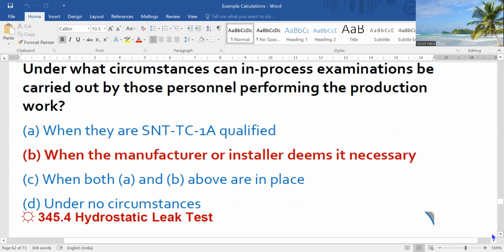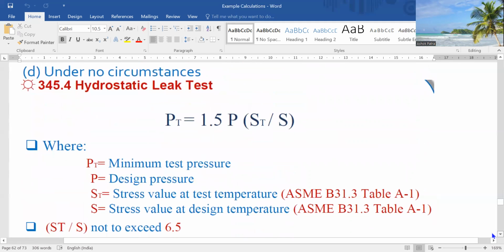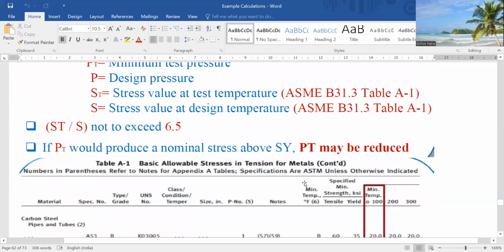Hydrostatic leak testing: PT equals 1.5 P times ST by S. P is the design pressure. PT is the minimum test pressure. ST is the stress value at the test temperature, S is the stress value at design temperature. ST by S not to exceed 6.5. If PT would produce a nominal stress above SY, PT may be reduced.